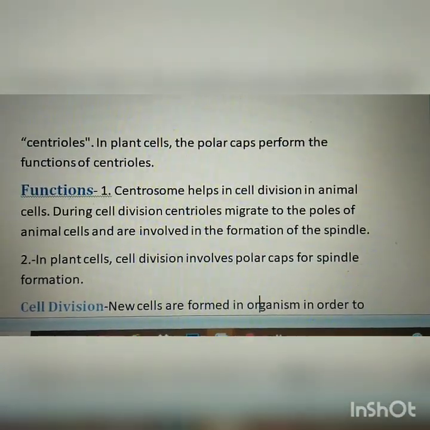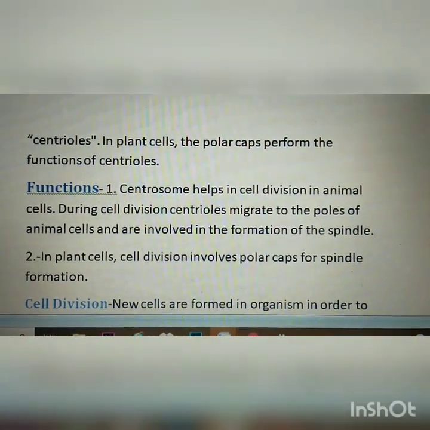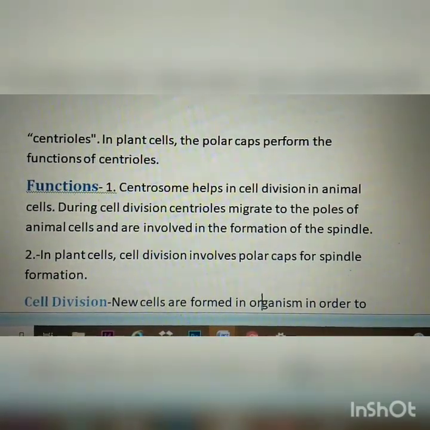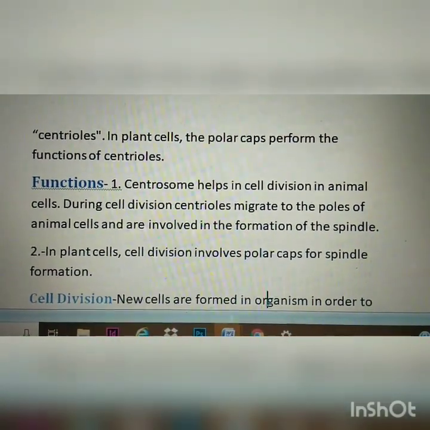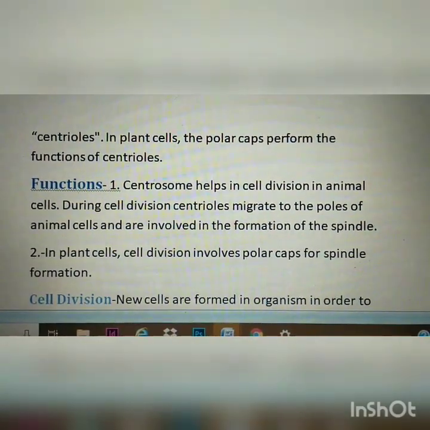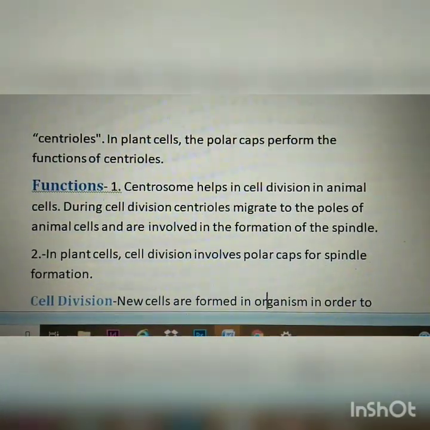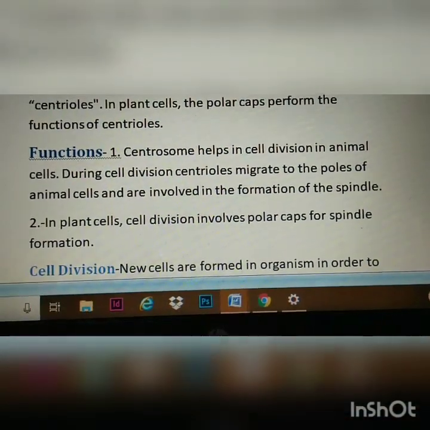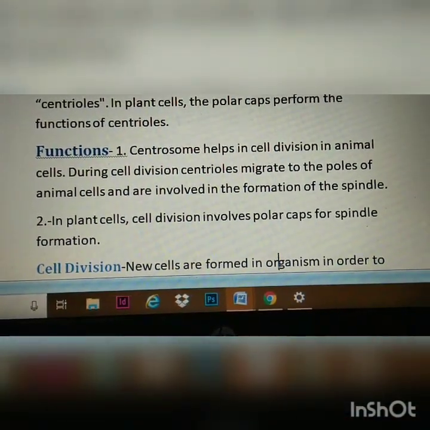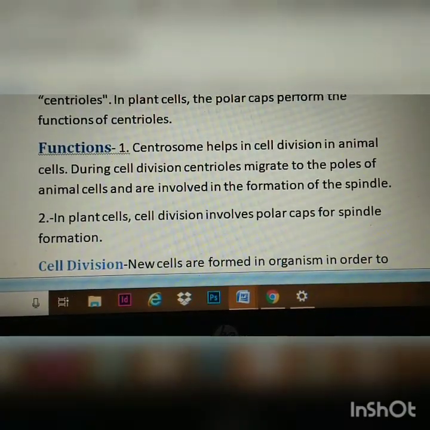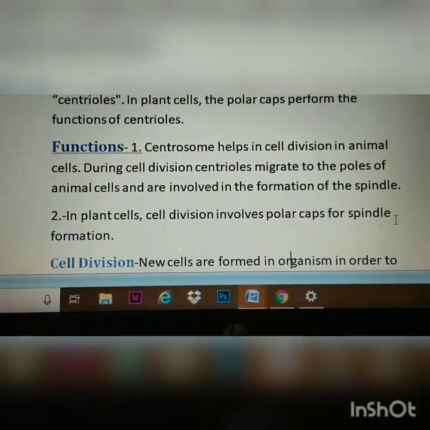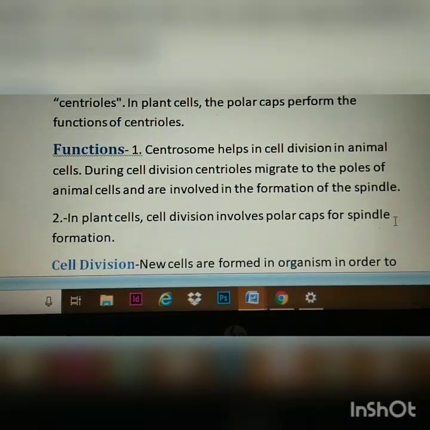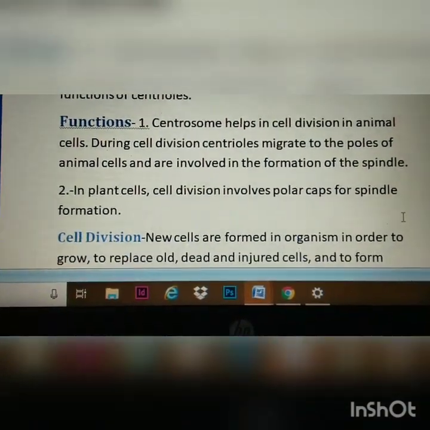The centrosome helps in cell division in animal cells, and during cell division, centrioles migrate to the poles of the animal cells and are involved in the formation of the spindle. Now what is a spindle? It is thread-like structures, which are known as a spindle. The other function of the centrosome is that in plant cell division, polar caps are involved in spindle formation. So this is all about the centrosome.